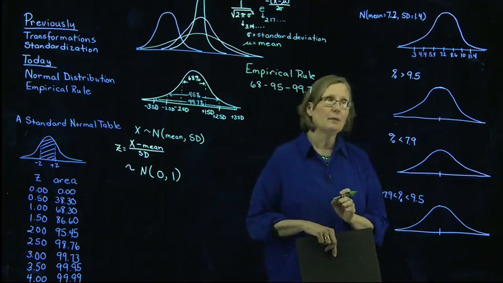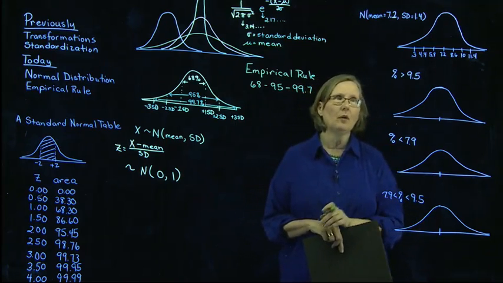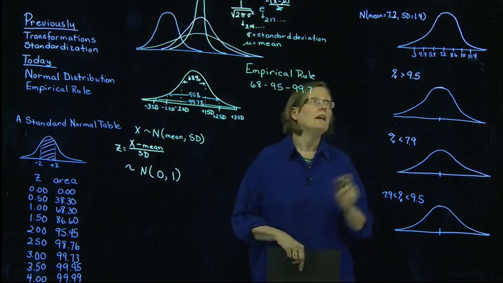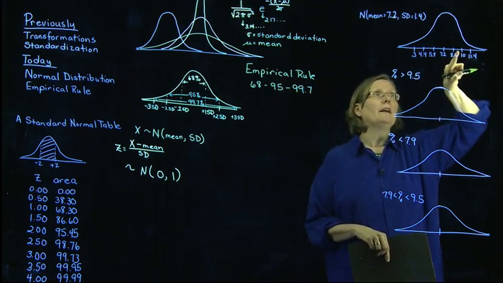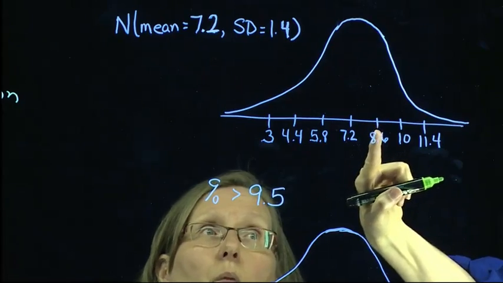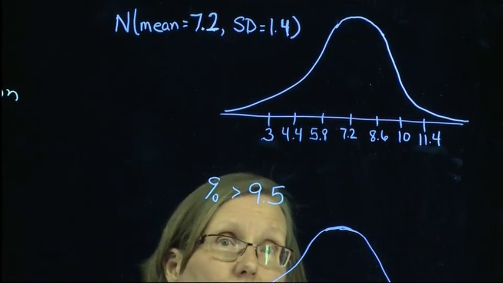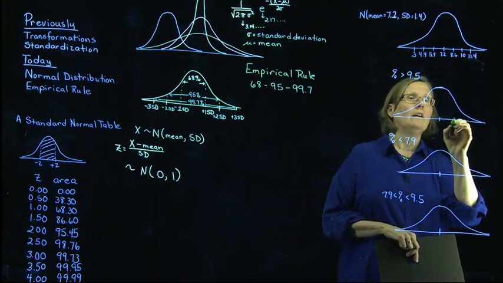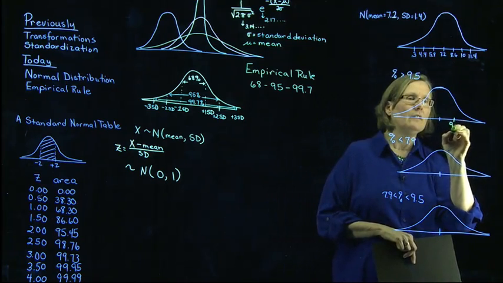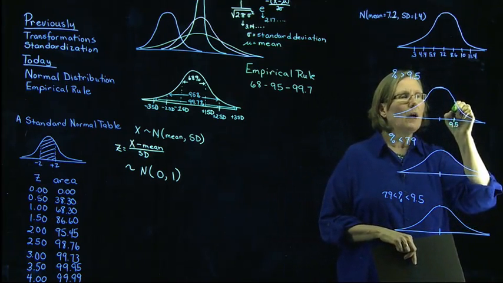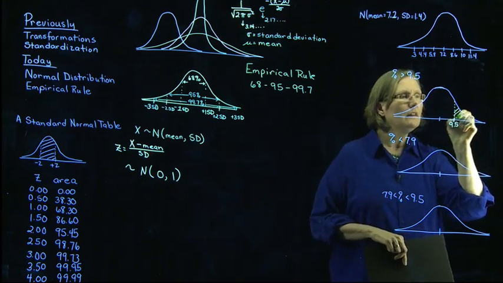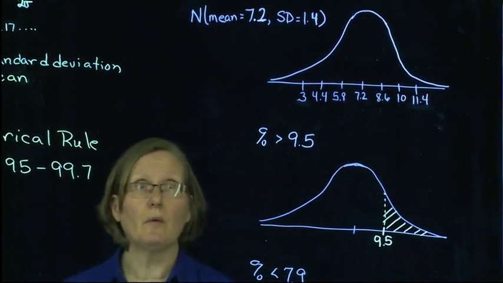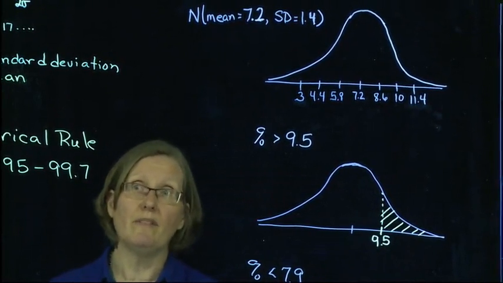Suppose I wanted to estimate what percent of the babies born in North Carolina had birth weights greater than 9.5. 9.5 falls about here. It's further away than 1 standard deviation, but not quite 2. I'm going to mark 9.5 on my curve here. And I want to approximate the area to the right, because that represents the proportion of babies with birth weights greater than 9.5 pounds.